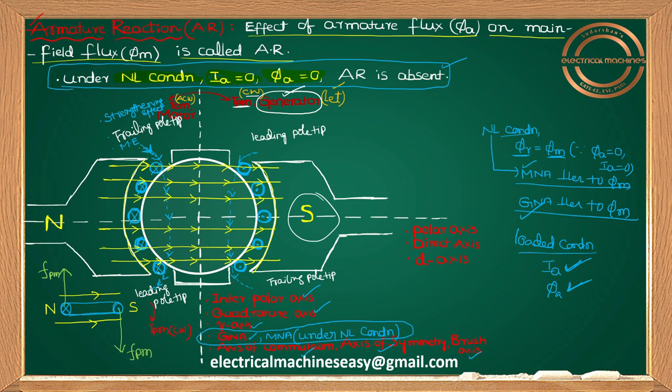Opposing means I can write here weakening effect. Let me write weakening effect here, please. One more name, simply I can write as DM, demagnetizing, because your phi a is opposing your phi m. That's the reason why I can write here DM effect. DM is demagnetizing effect. Okay.